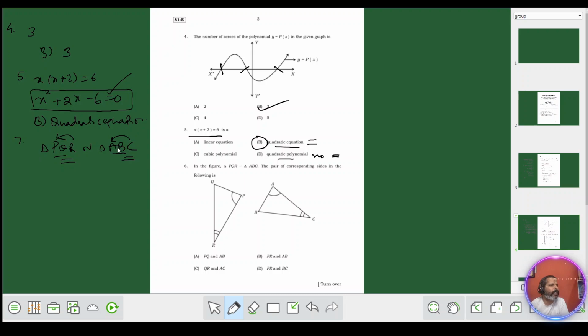See, PQ corresponds to AB, right? PQ and AB are corresponding. If suppose PR, PR should correspond to AC, but here it is AB. No. QR should correspond to BC, but it is AC. This is wrong. PR should be AC, not BC. Therefore the answer is A, PQ and AB. Clear? We'll move to the next question.